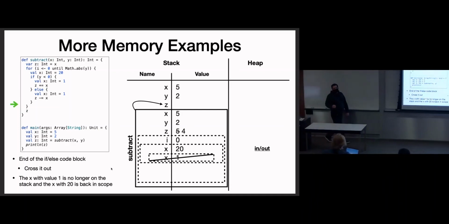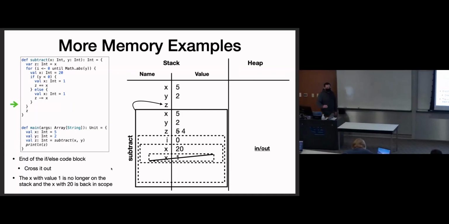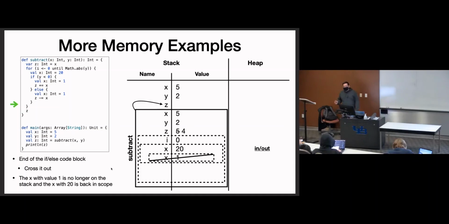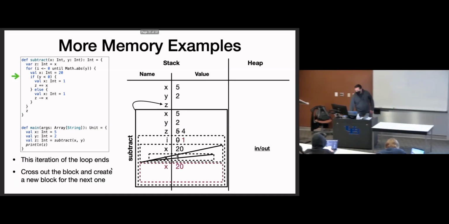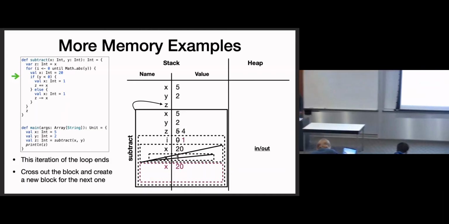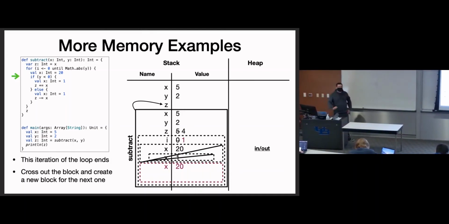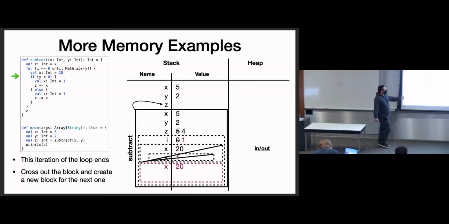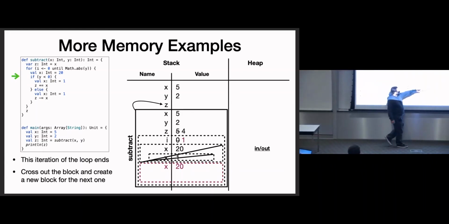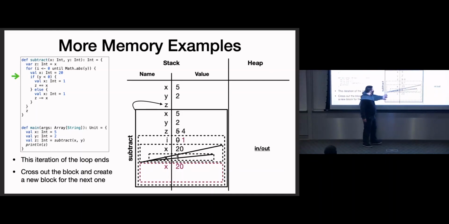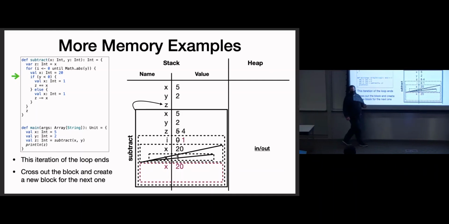Spoilers, it's never actually going to get used. That x equals 20 doesn't do anything in this program, but it's back in scope for a brief moment here. And then it's gone. So we'll cross that out. That iteration of the loop, gone. Not on the stack anymore. And we're going to update our looping variable i, increment that to 1, and then create a new block for the next iteration of the loop.